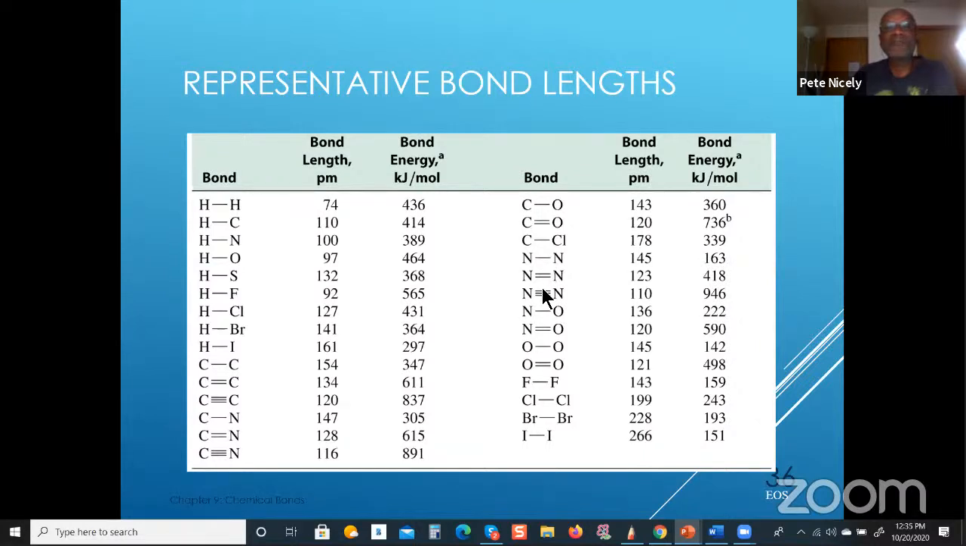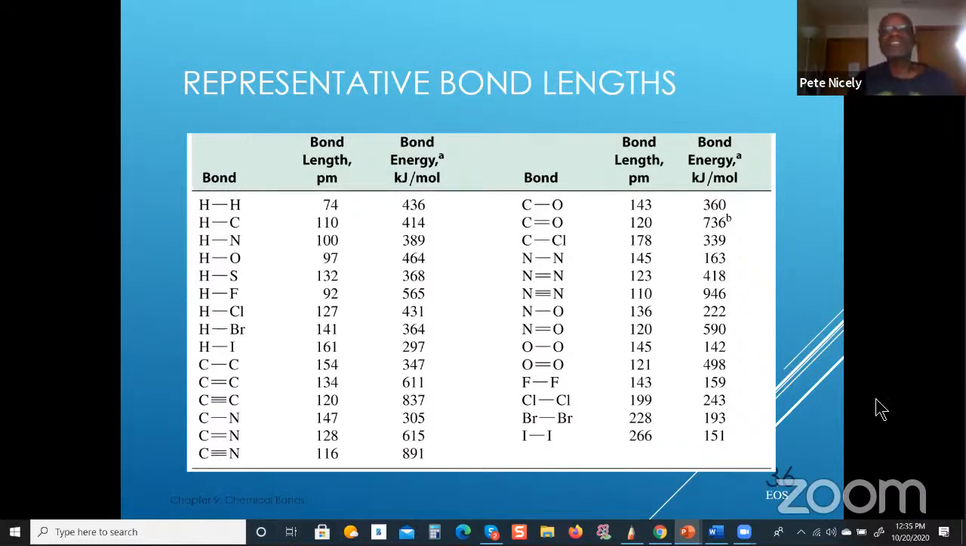So the strongest of these three bonds would be the triple bond, followed by the nitrogen to nitrogen double bond, followed by the nitrogen to nitrogen single bond. And that is a pattern that you'll see right throughout this table when you compare bonds that are single, double, and triple.